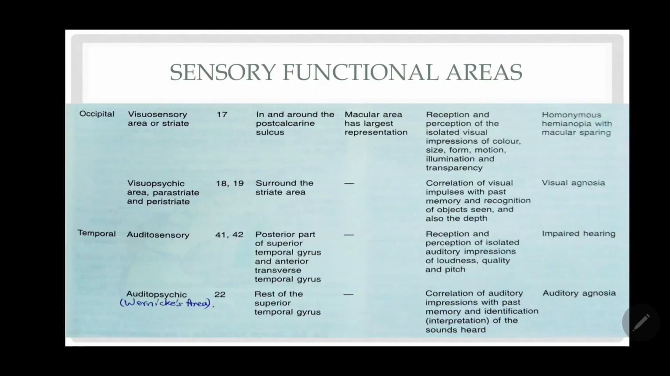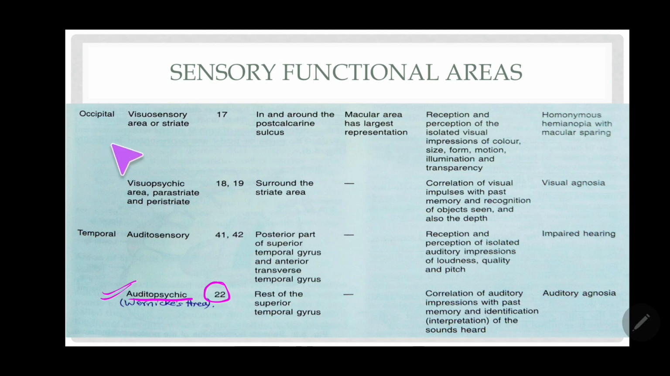Okay, so now in this slide you are seeing the occipital and the temporal lobes. It's mainly the visual, and here it's mainly the auditory areas, and this has also been done. Some authors give this area, area number 22, some call it Wernicke's, and this is called the audiopsychic area. Okay, and the area numbers, location, functions, right?